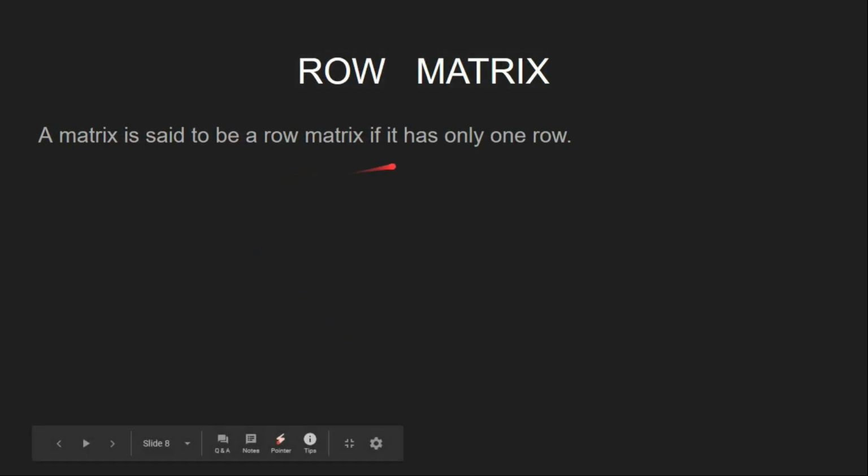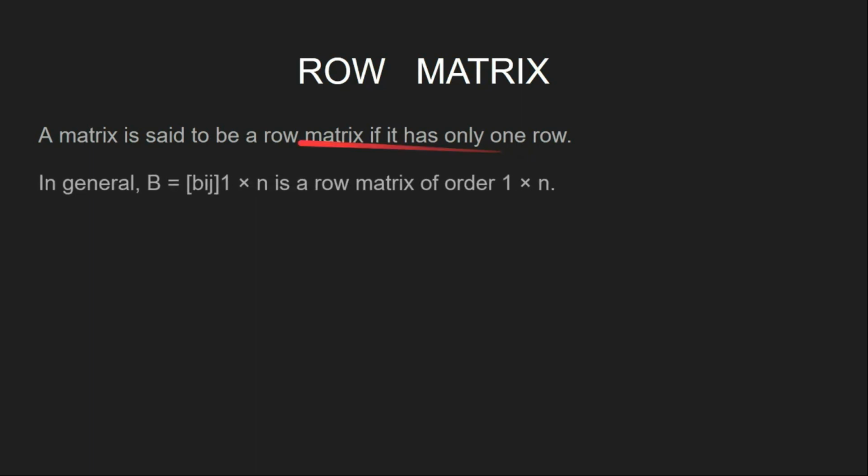Now let's move on to the row matrix. As you saw what the column matrix is, the same way you can say what a row matrix is. A matrix is said to be a row matrix if it has only one row. In a column matrix you have only one column, but in a row matrix you have only one row. In general, there is a notation of that matrix. Suppose you have any matrix B, the notation of this matrix is Bij. i represents row and j represents column.